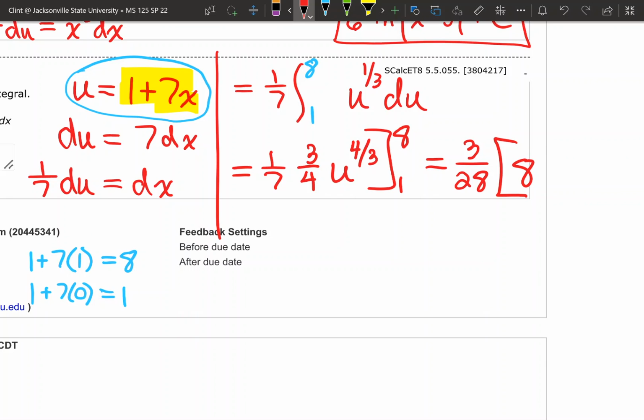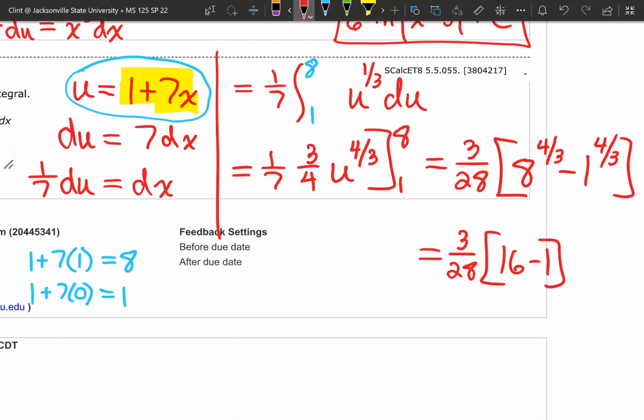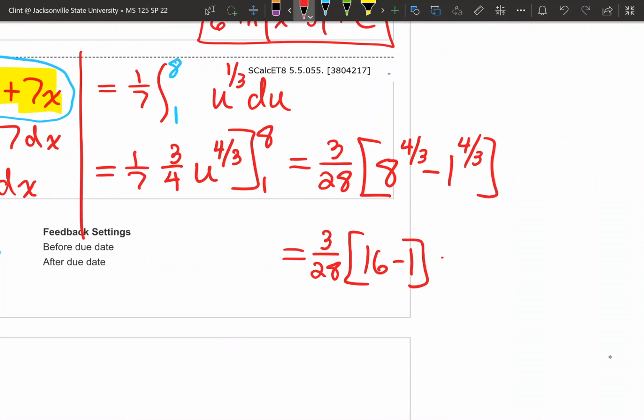So we'll have 8 to the 4/3 minus 1 to the 4/3. So 8 to the 4/3, I have no idea. So, 16. And we just need 3/28 times 15, which gives us kind of an unsatisfying 45/28.